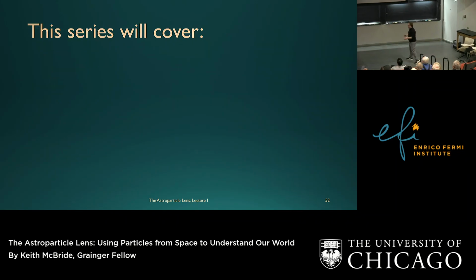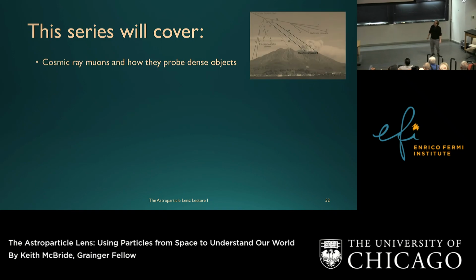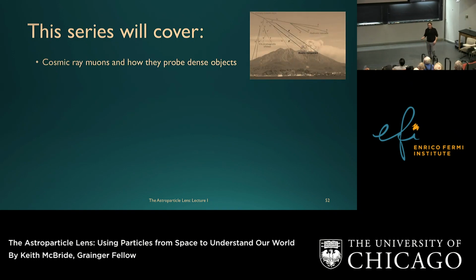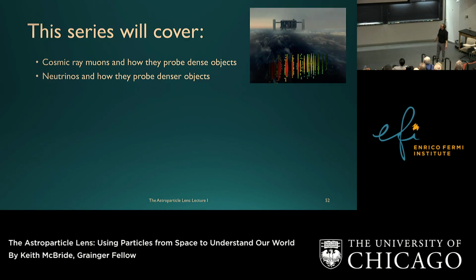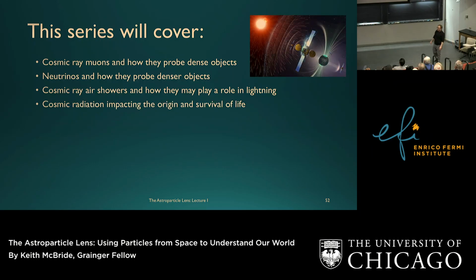So, I just want to leave you off with, what will this series cover? Trying to motivate you to come back next week, right? The cosmic ray muons is something I'll talk about next week, and how they probe dense objects here on Earth. And then we'll talk about neutrinos and how they probe even denser objects than muons. Then we'll talk about cosmic ray air showers and how they may be responsible for lightning. We're going to talk about how cosmic rays impact life and maybe are related to the origin of life.